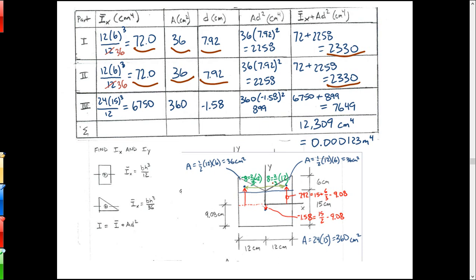So remember that with moment of inertia, you don't subtract it. If there's solid material there that you're finding the moment of inertia for, you never subtract it. The only time you subtract on moment of inertia calculations is if you have a cutout, something you're removing from a bigger piece you've already calculated, okay? So that is negative 1.58, but it's squared, so the negative goes away. So it's 6750 plus 899, 7649.